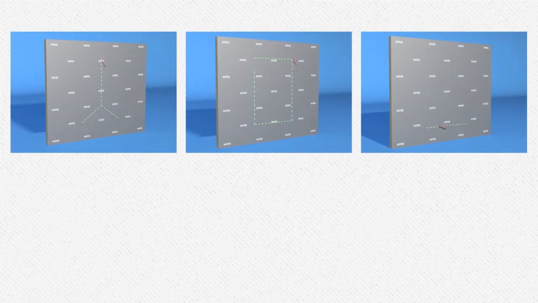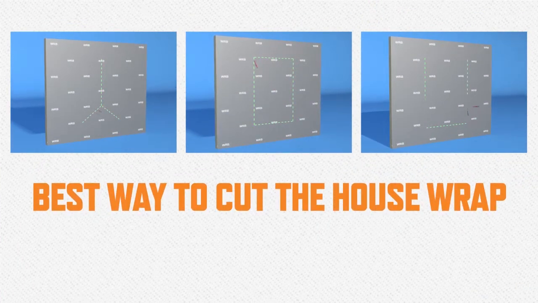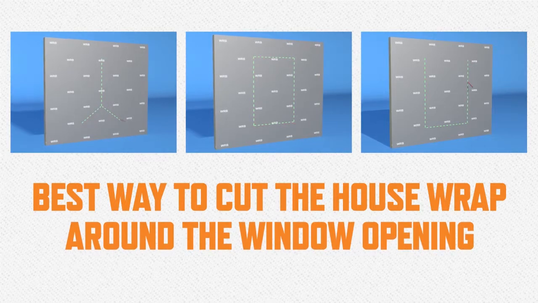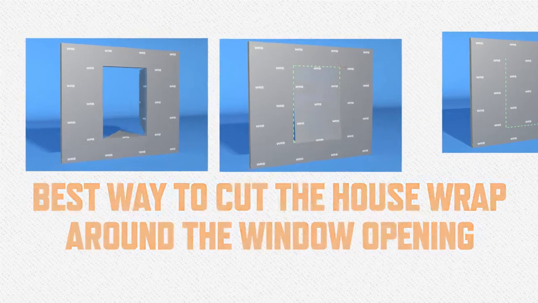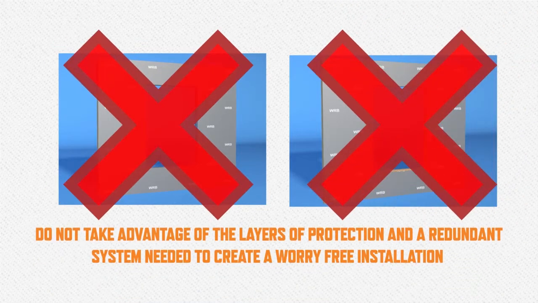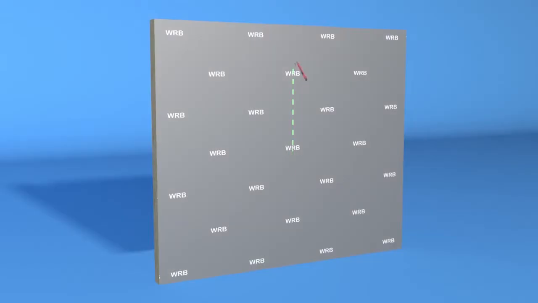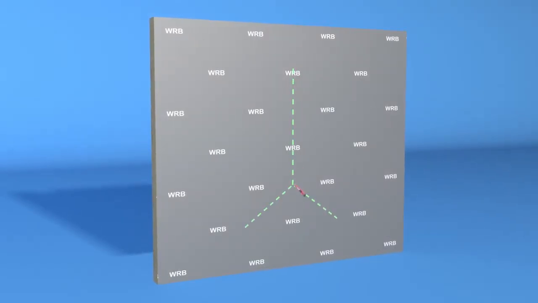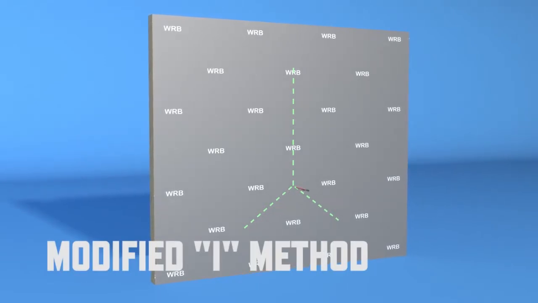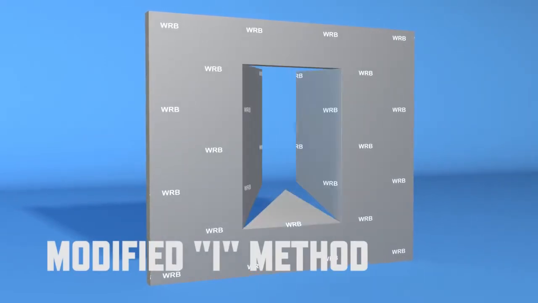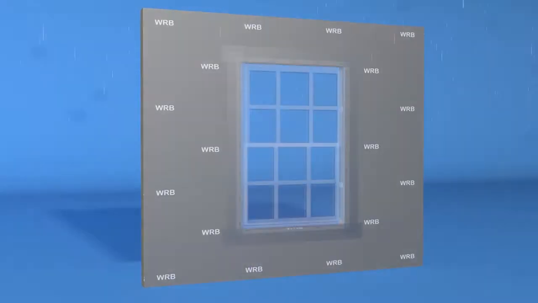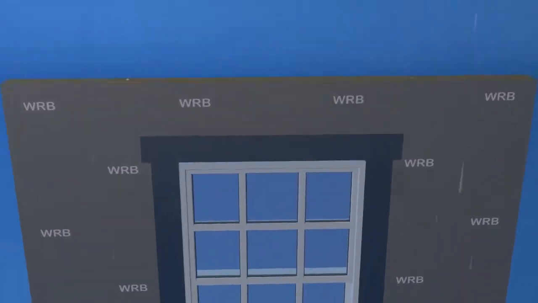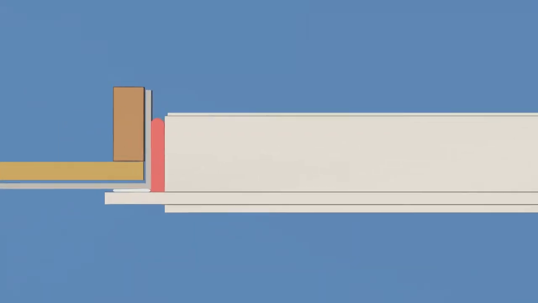There has been much discussion as to the best way to cut the house wrap around the window opening. The following describes these common methods and how some methods do not take advantage of the layers of protection and a redundant system needed to create a worry-free installation. Common methods of preparing house wrap involve cutting a modified eye and folding the house wrap into the opening at the jambs and sill.